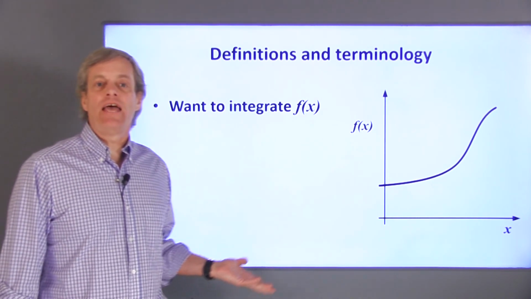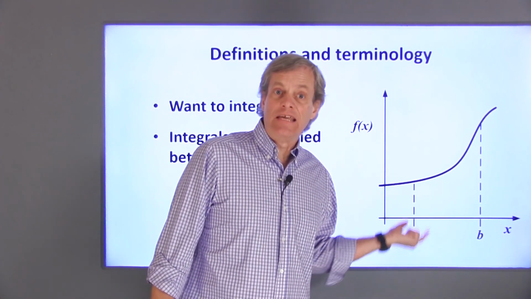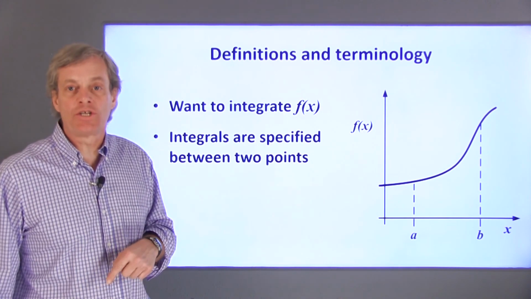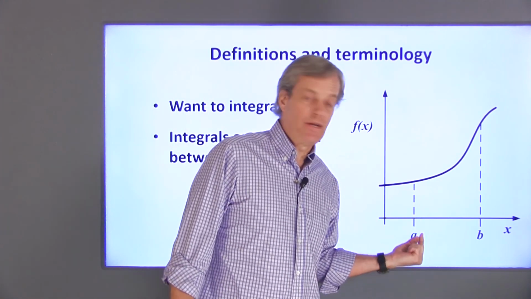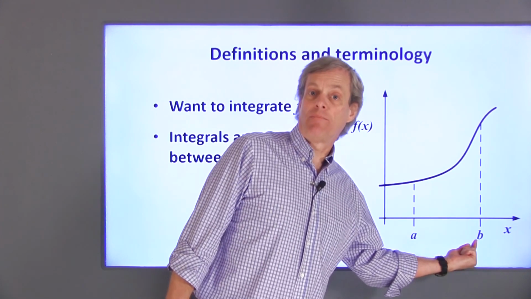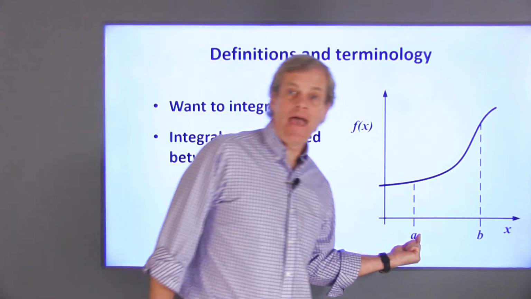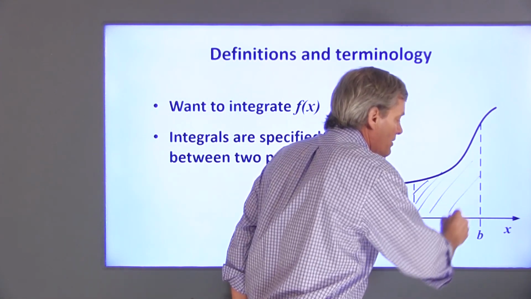Suppose we have a function f of x that we want to integrate. Since the integral is the area under the function, this depends on what section of the function we want to integrate. Integrals are specified between 2 points, called the lower and upper limits of integration. So if I integrate this function between a and b, I'm finding this area.